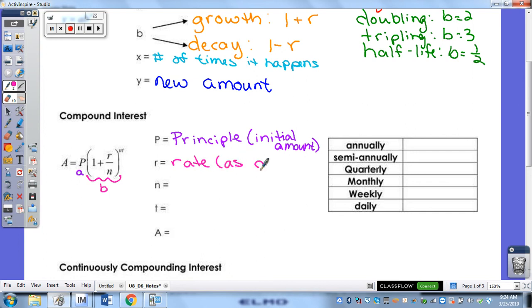So R is your rate, just like it was before. We want to use the decimal form of that rate. So that's why I say R is rate as a decimal. We always want to use the decimal form of it. N is the number of compoundings, meaning how many times are you earning interest in 1 year? Which leads me to my little chart right there. If you are told that your interest is compounded annually, that means you earn interest once a year, so your N value would be 1.